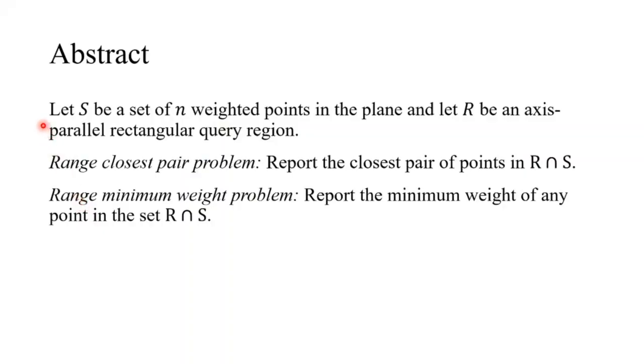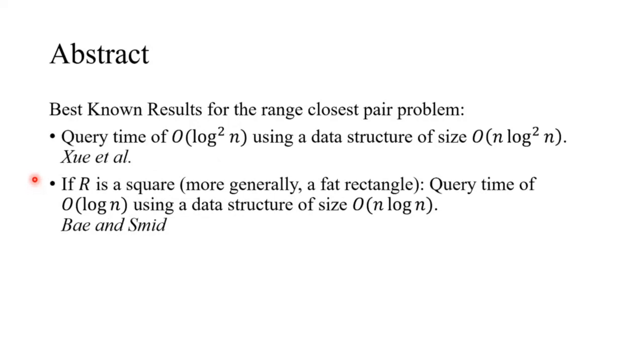So let S be a set of n weighted points in the plane, and let R be an axis parallel rectangle query region. The range closest pair problem asks us to report the closest pair of points in R intersect S, whereas the range minimum weight problem asks us to report the minimum weight of any point in the intersection of R and S.